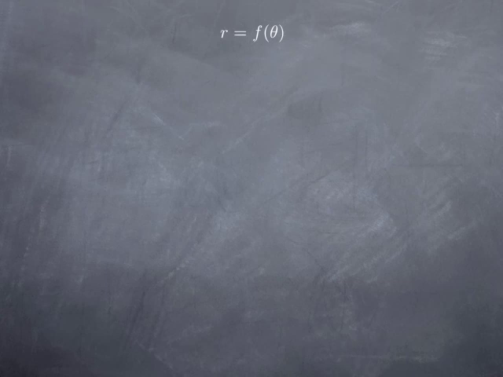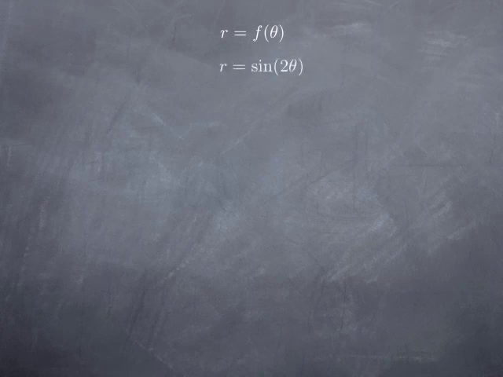R here, of course, is the distance to the pole, possibly signed distance to the pole because we admit negative values for r. And theta is the angle between the polar axis, or positive x-axis, and the half ray that joins the pole with the point of coordinates r, theta.